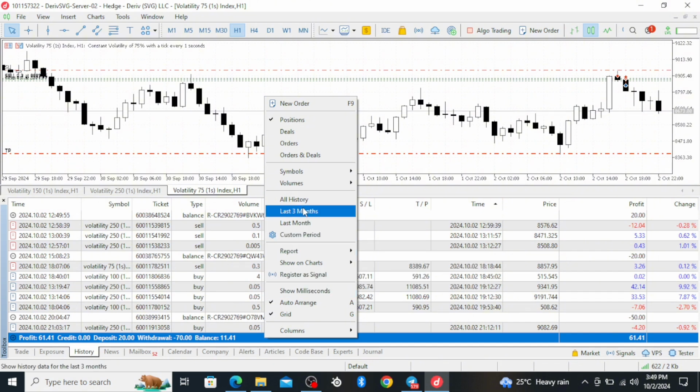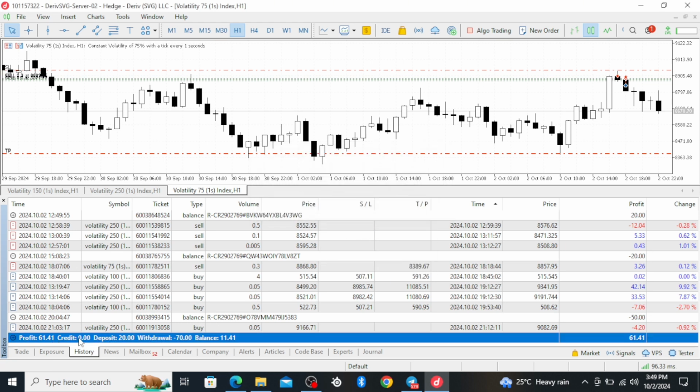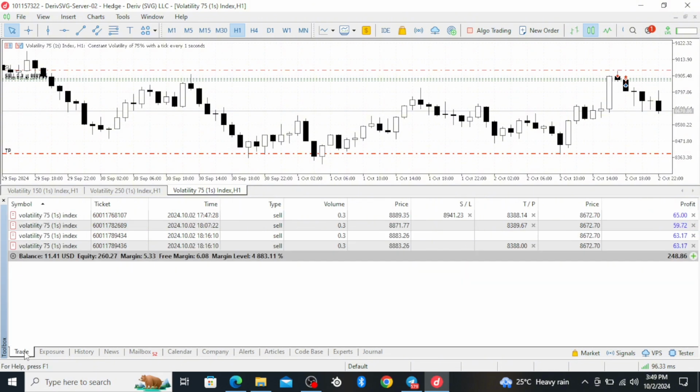Let's look at the history of this account. Right here we can see, let's go to custom. Today being the second of October, so on the history to the 3rd of October, that's today, 2nd to 2nd. We have a $20 deposit here. I've been able to make a $61 profit, and I've been able to withdraw 70.